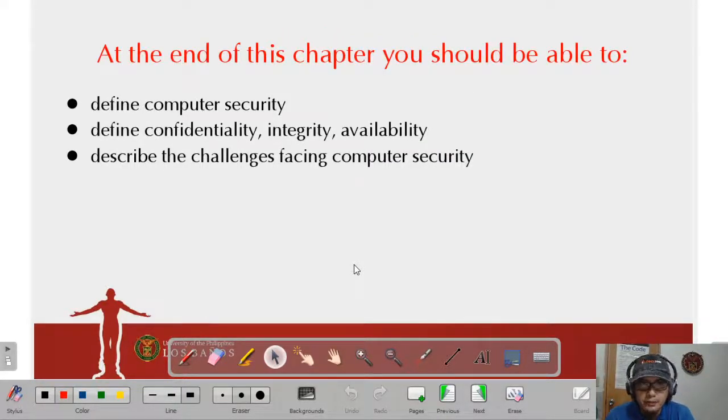The objectives for this chapter are the following. First, define computer security. Second, to be able to define confidentiality, integrity, and availability. Third, to describe the challenges facing computer security.